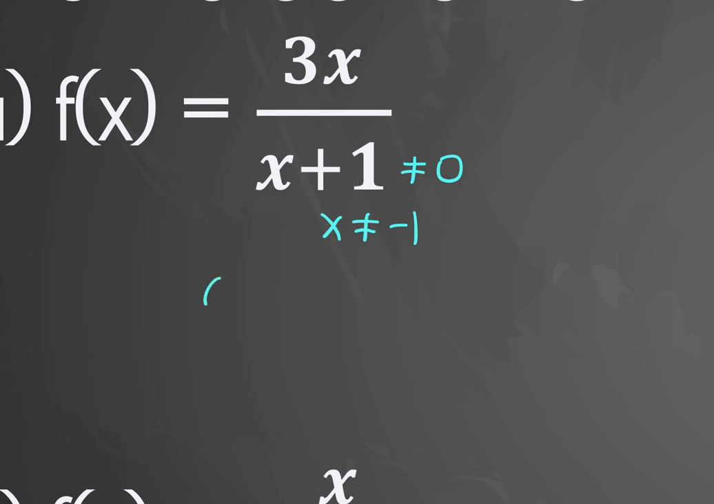In interval notation, that's negative infinity to negative 1, parentheses on the negative 1 because it can't include it, union negative 1 to positive infinity. So WebAssign wants it in interval notation. You'll answer these in interval notation on your test.